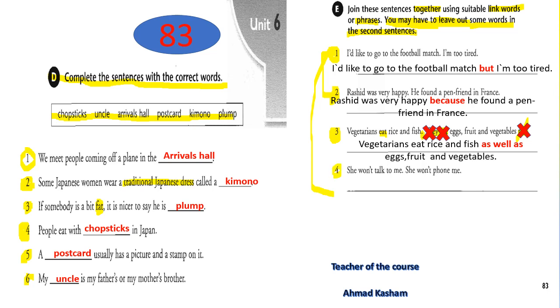Number 4. She won't talk to me. She won't phone me. So, she won't. Repeated words. I delete them. And use or, because what? We have a negative here. Won't, not will. So we will use or. She won't talk to me or phone me.